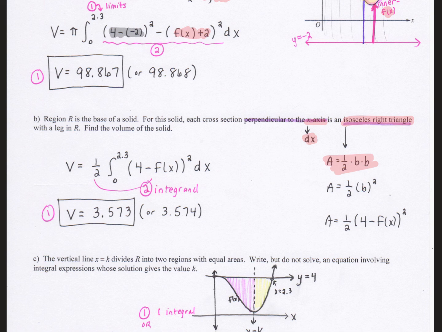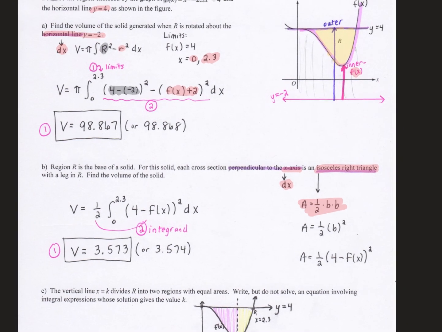So that alters this area formula to be 1/2 b squared. And as I look at my graph, the base is going upper minus lower, which is 4 minus f of x. So my b, the base, is 4 minus f of x. Once I have my area formula figured out in terms of this question, I just pull it in, and that's what I'm going to integrate. I went ahead and pulled that 1/2 to the outside. You don't have to do that. You can leave that as part of the integrand.